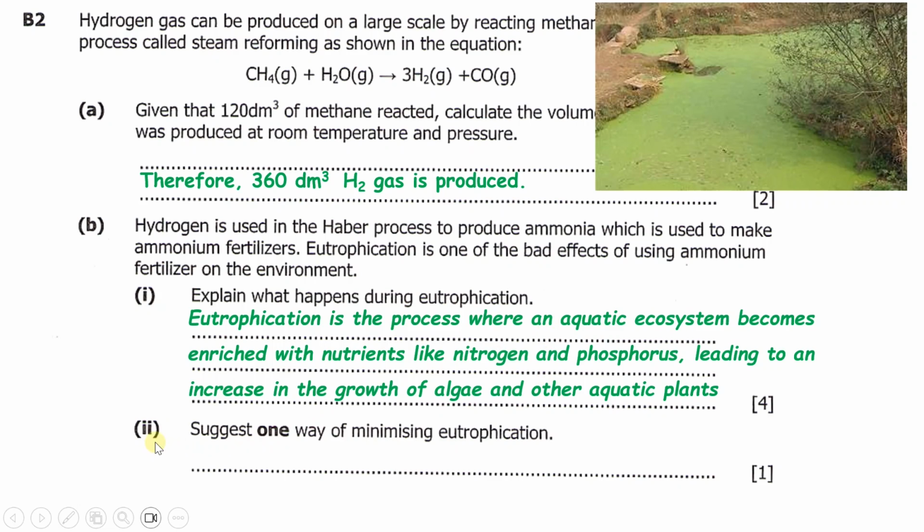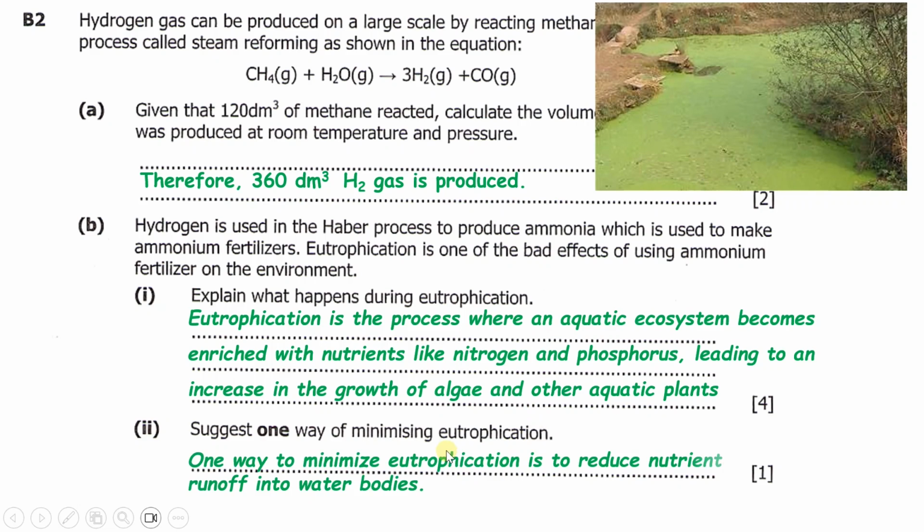Now here part 2 says suggest one way of minimizing eutrophication, how this process can be minimized. So the answer was that one way to minimize eutrophication is to reduce nutrient runoff into water bodies or avoid doing agricultural activities along rivers. Yeah, because doing agricultural activities along rivers causes runoff of nutrients into the rivers, and this causes eutrophication. So one way to minimize eutrophication is to reduce nutrient runoff into water bodies.